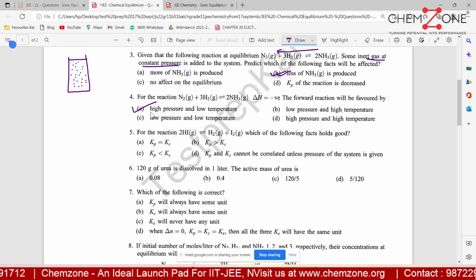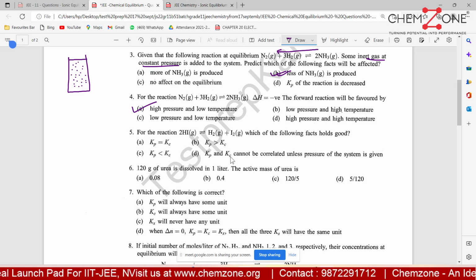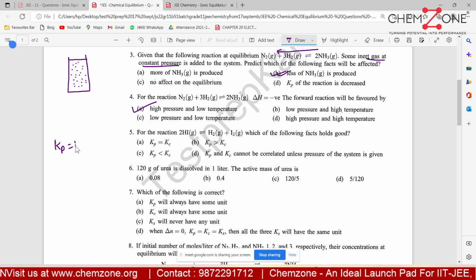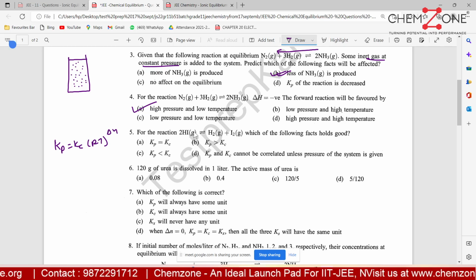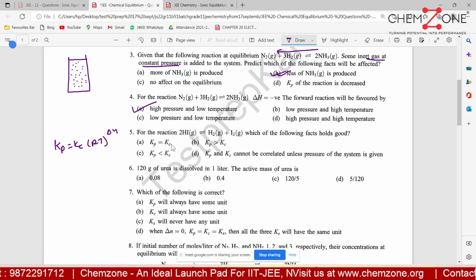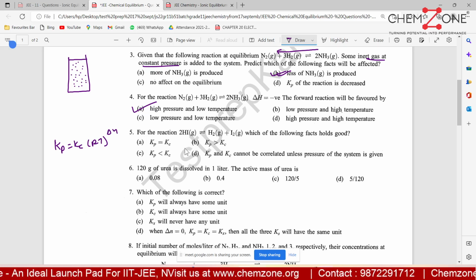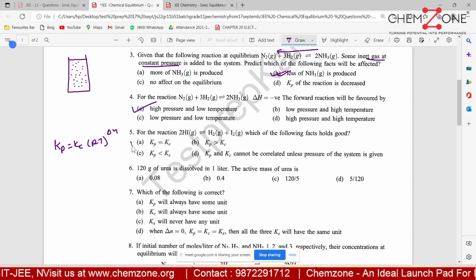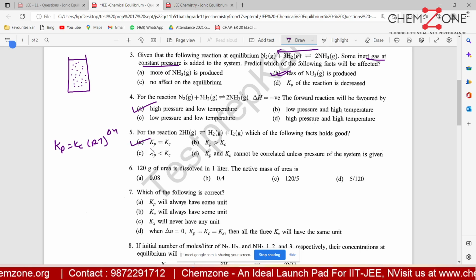For the following reaction, which of the following holds good? We know the equation Kp is equal to Kc RT to the power delta n. And you can find that the change in number of moles is 0. On both sides, the number of moles are equal. So I can say Kp is equal to Kc. Am I clear? Yes.